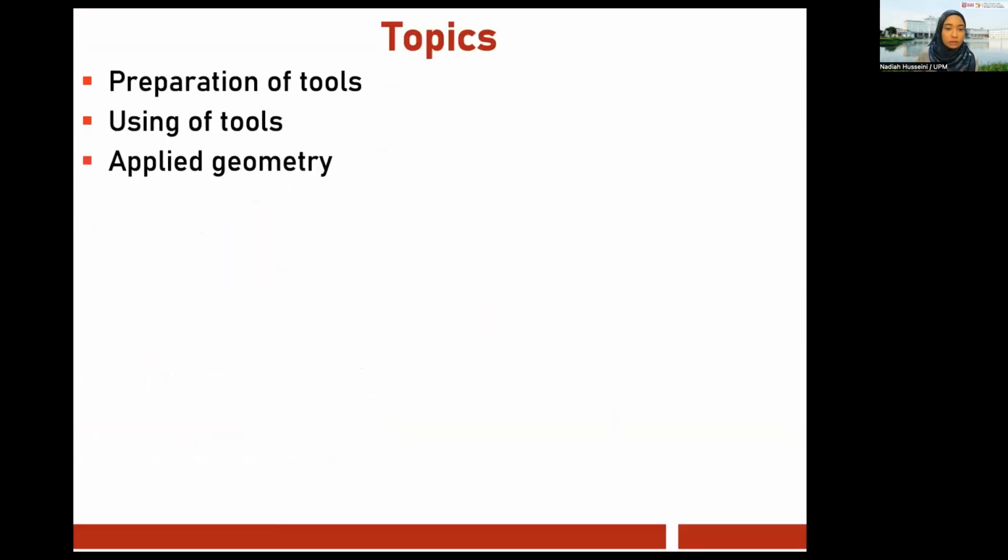Okay, so what are the topics that we are going to cover today? Preparation of tools and using of the tools, and also applied geometry. The applied geometry is going to be a little bit lengthy. I hope everyone can bear with me on this one because it's not very intuitive, well, at least for me. So I hope everyone can bear with me and focus.